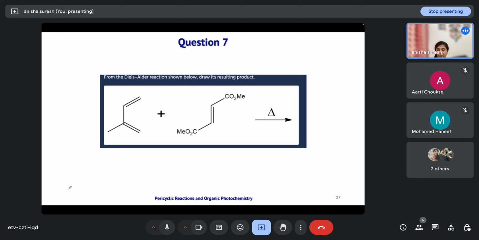From the stereochemistry point of view, what is the major consideration that we have to take here? This is a trans dienophile. So in the product also, the CO2Me groups will be coming trans to each other, right?